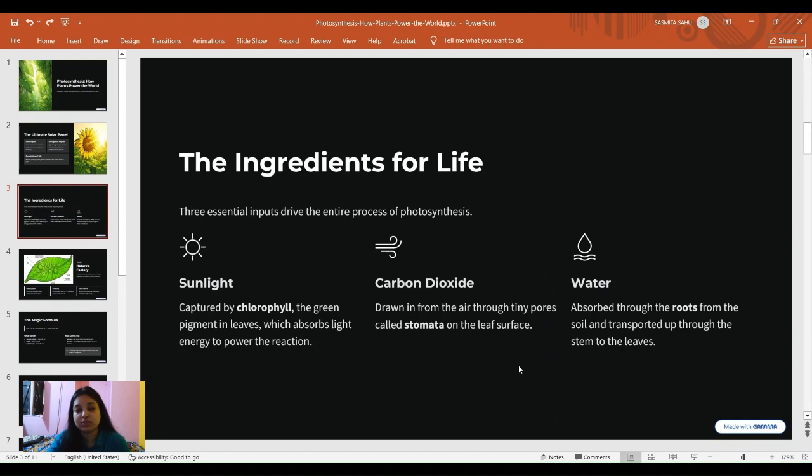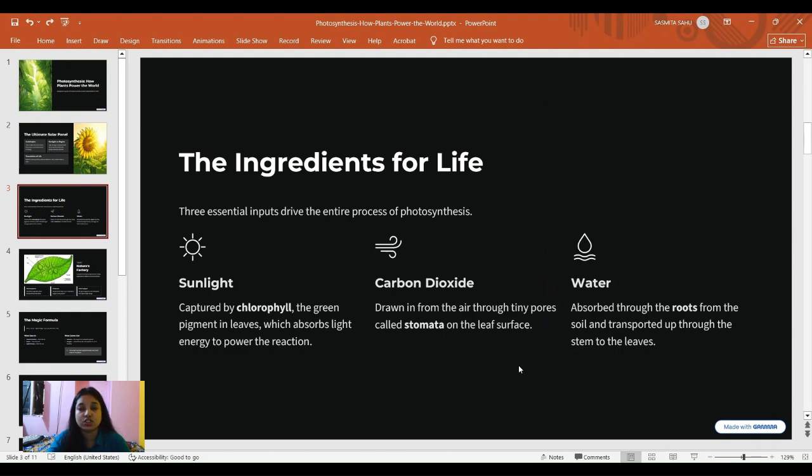Then come to the second point, carbon dioxide. It is drawn from the air through tiny pores called stomata on the leaf surface. Then come to the next point, water. It is absorbed through the roots of the plant from the soil and transported up through the stem to the leaves.